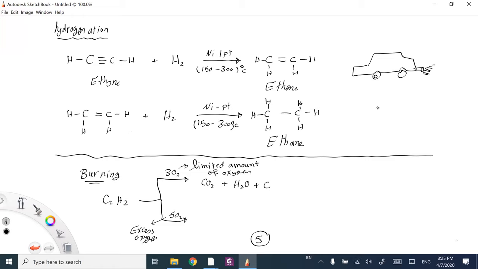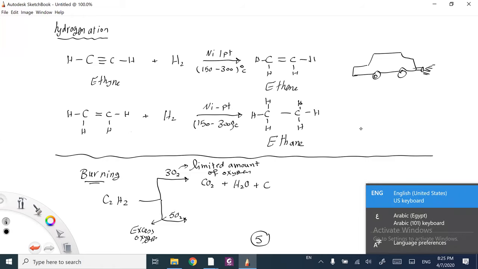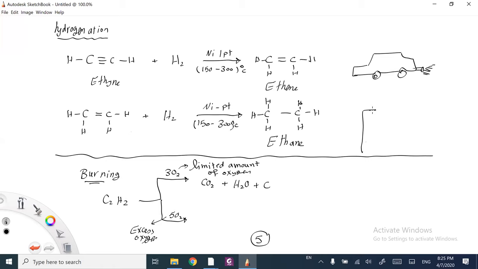In the start of the welding process, you will find that the worker has a cylinder.